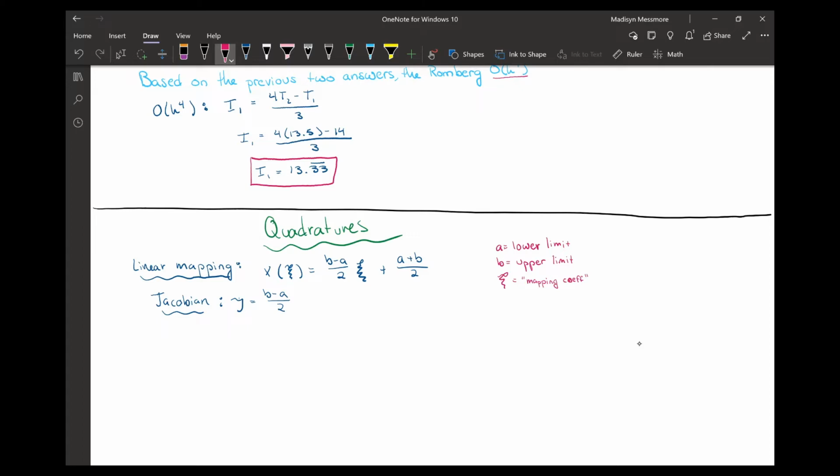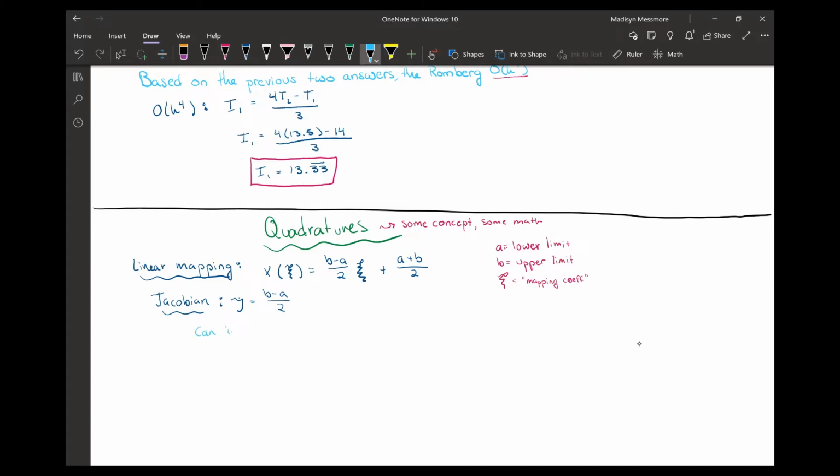Do remember for quadratures, there's a couple of conceptual questions and a couple of math questions. Remember, this was on both the lab quiz and I think it was in a class quiz.